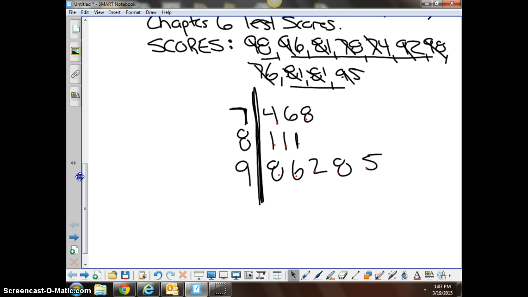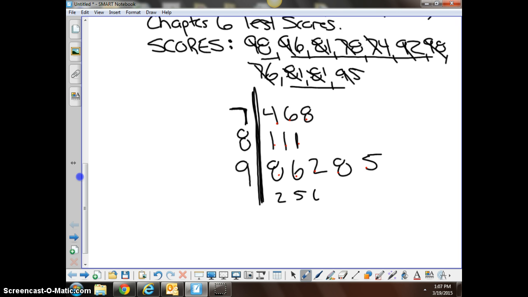They should be in order. Now, lucky for me, 74, 76, and 78 are in numerical order. 81, 81, 81, no need to order. But 98, 96, 92, 98, 95, we want to put them in order. Okay? So instead of erasing and losing data, I'm just going to organize them in a little note below.